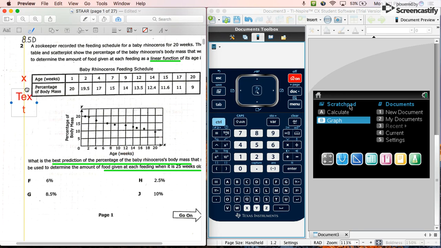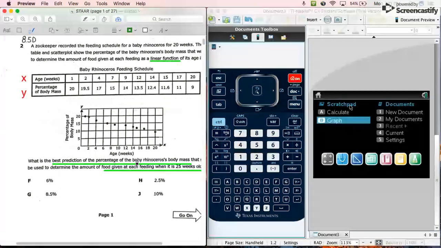There's my little hand. I'm going to put a y. Let's move that up just a smidge. So I know what my x is, I know what my y is. And if I look over here on my y-axis, sure enough, the percentage of body mass is definitely a y value. If I look at my x-axis, sure enough, it is definitely age in weeks, which is a time.